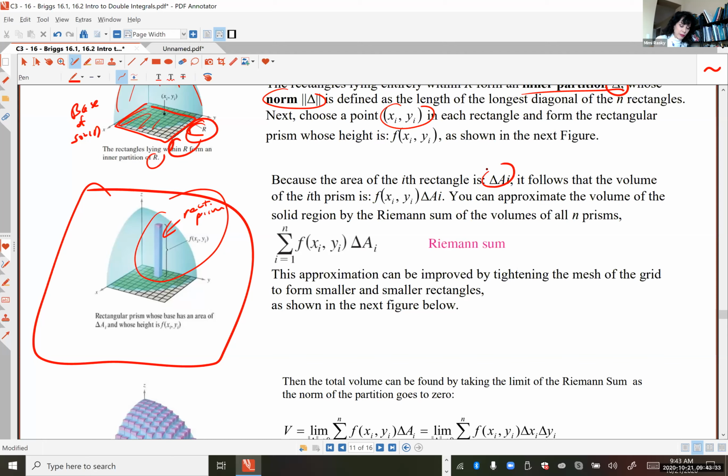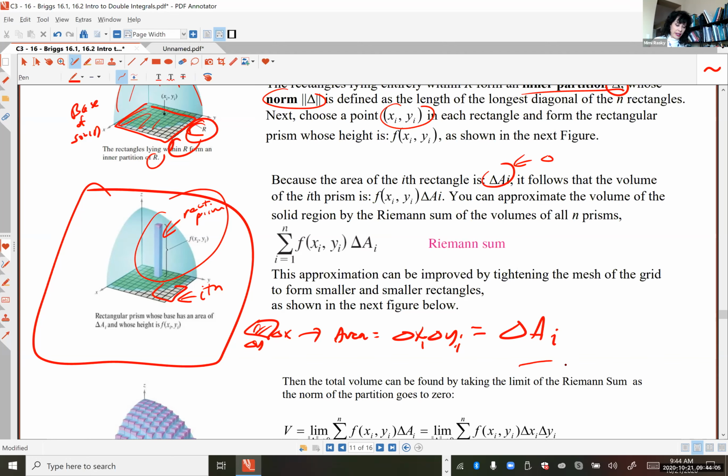Where delta A sub i is, if you take one of these ith rectangles down here, you look at it like this, you're going to have delta x and delta y. So the area is going to be delta x times delta y, width times length, and they're going to call that delta A sub i. They're just using this kind of notation with i subscript notation. And if you're a math major, you better love this stuff. This is all you're going to do, okay?